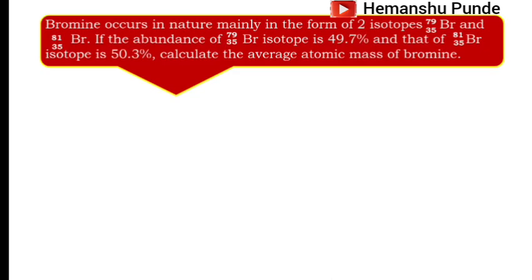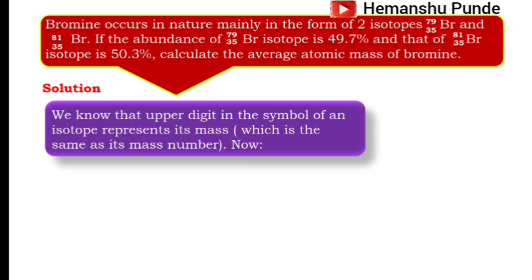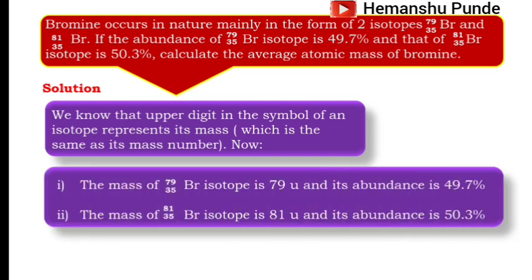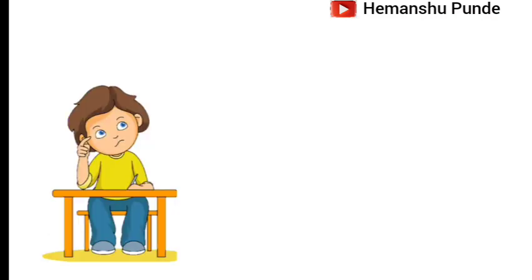Bromine occurs in nature mainly in the form of two isotopes, 79Br35 and 81Br35. If the abundance of the 79Br isotope is 49.7% and the 81Br35 is 50.3%, calculate the average atomic mass of bromine. So how we will calculate? We know that the upper digit in the symbol of an isotope represents its mass, which is the same as its mass number. Now, the mass of the 79Br35 isotope is 79 units and its abundance is 49.7%. The mass of the 81Br35 isotope is 81 units and its abundance is 50.3%.